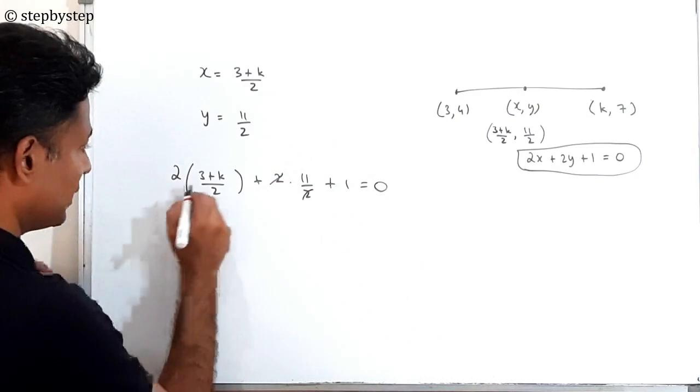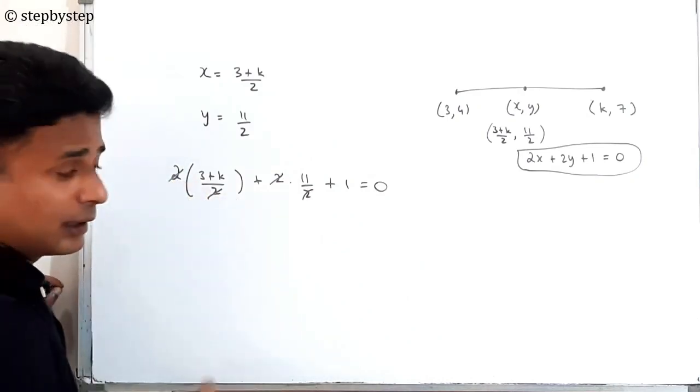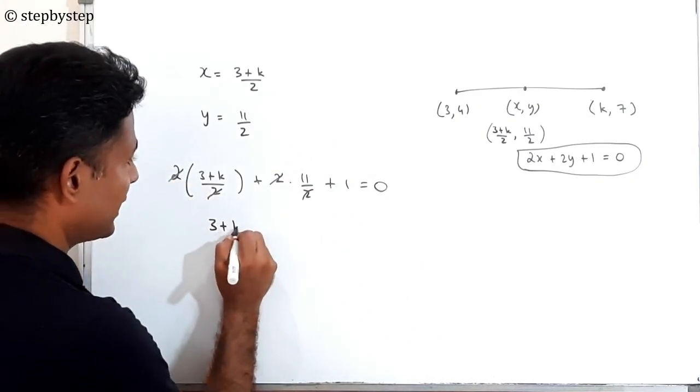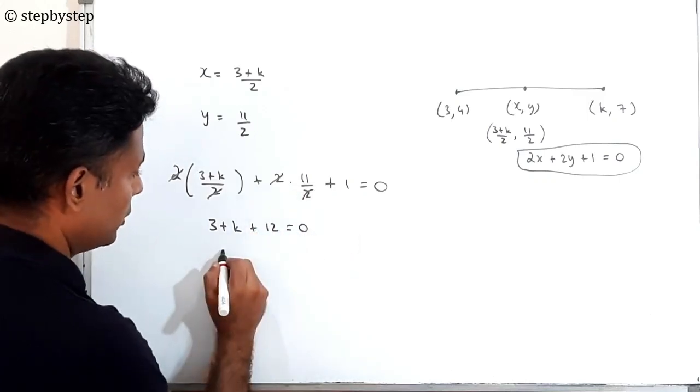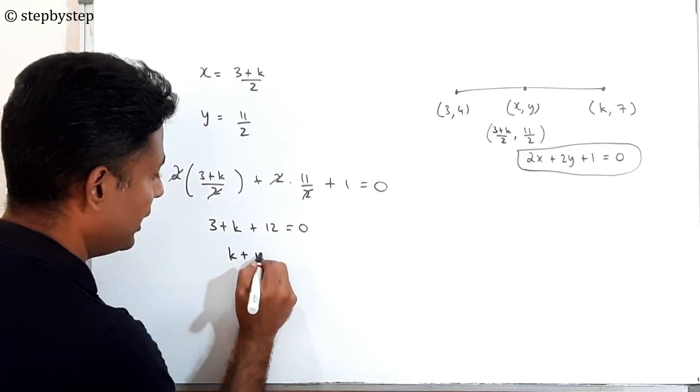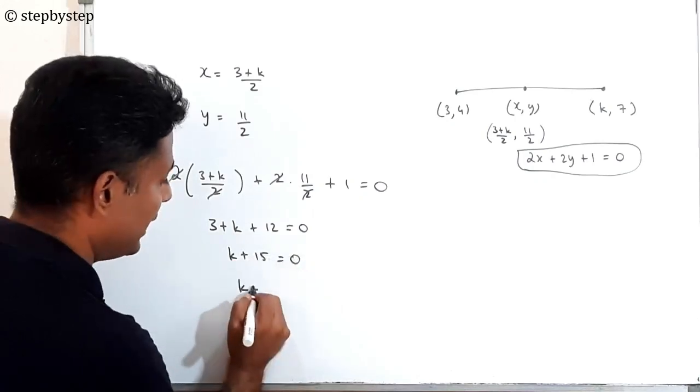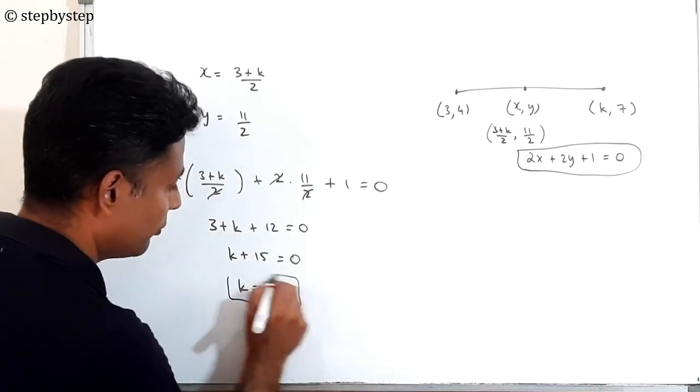2 and 2 cancel, and here also 2 and 2 will cancel. We'll get 3 + k + 11 + 1 = 0. So we get k + 15 = 0, which means k = -15.